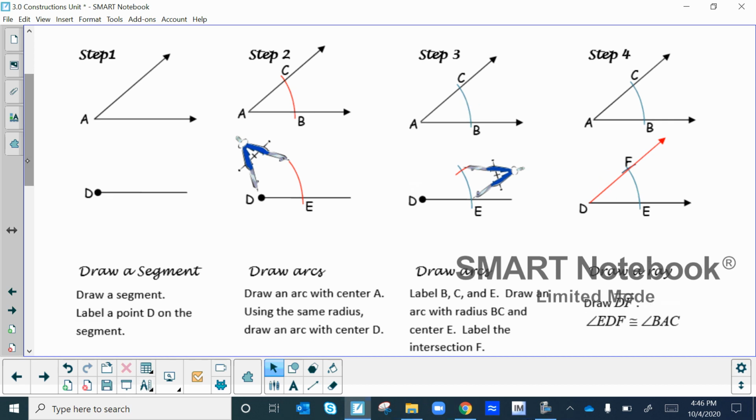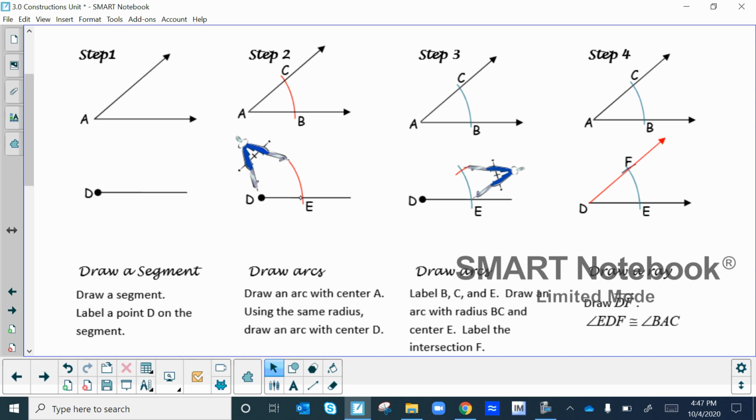So the first step is to make a ray with point D as an endpoint. We'll make a ray right here at this bottom part. And then in step 2, we're going to make an arc on the angle that we want to copy. We're going to label those 2 intersection points B and C because those are important. Then without changing your compass setting, the radius, we're going to make that same arc down, placing our compass on D, and we're going to call this intersection point E.